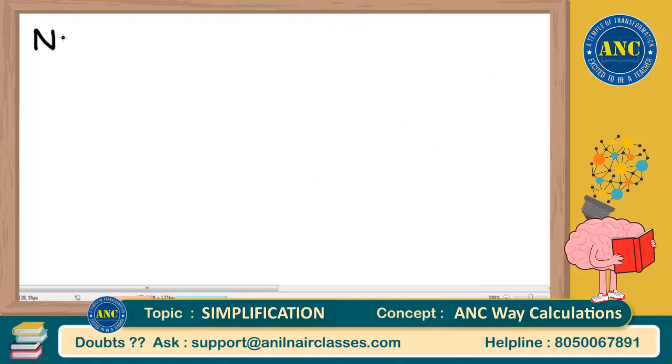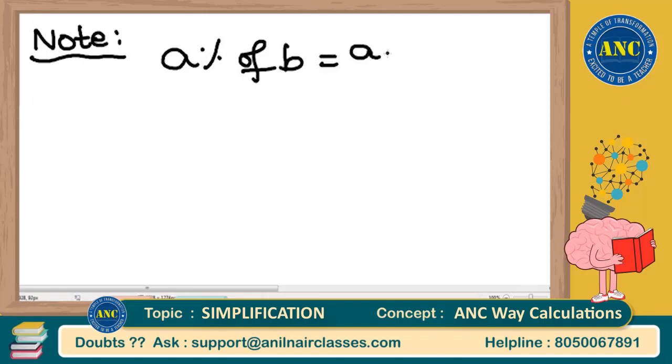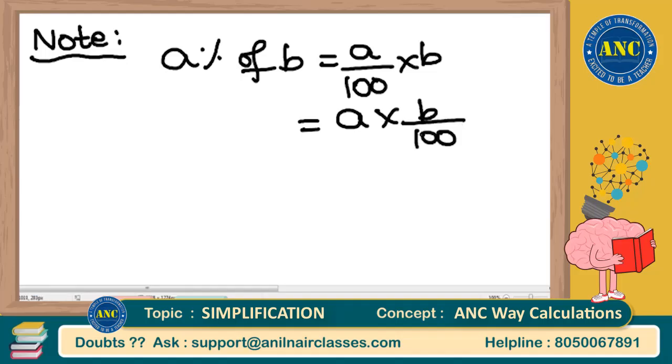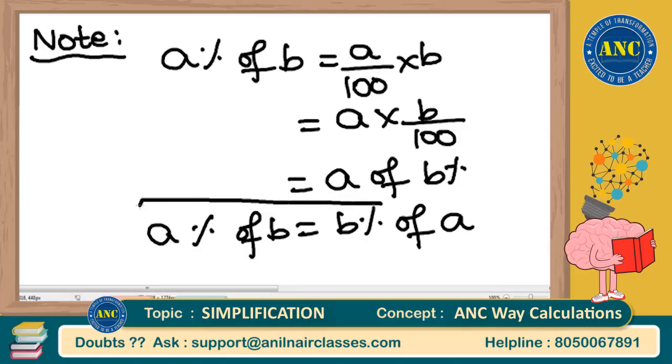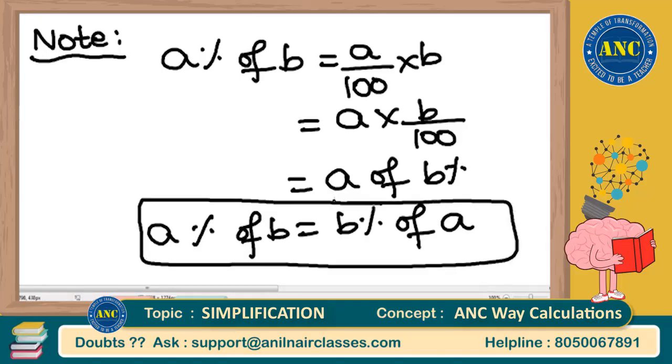Suppose, for example, I have A percentage of B. This I can write as A divided by 100 into B. This I can also write as A into B divided by 100. This is A percentage of B, and this is B percentage of A. Very, very important key point: A percentage of B can also be written as B percentage of A.